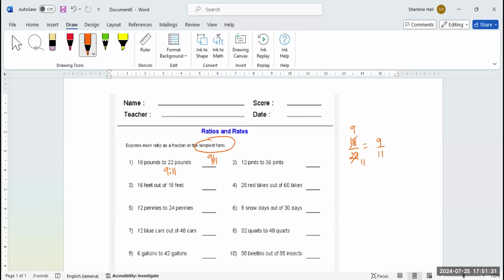So look at how I'm going to do this one differently. I'm going to say 12 to 36, and I'm going to look to see what is common between the two. 1/2, I got. No, man, not 2. Because if I divide both sides by 12, I'm going to get 1 to 3. Yes, sir. So 1 to 3 as a ratio or 1/3 as a fraction. So this will be 1/3 or 1 to 3.